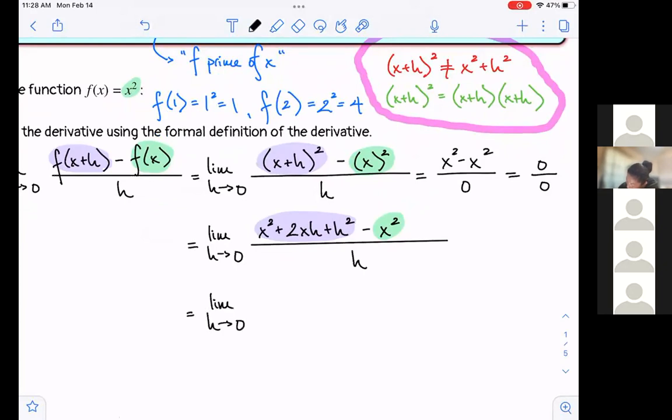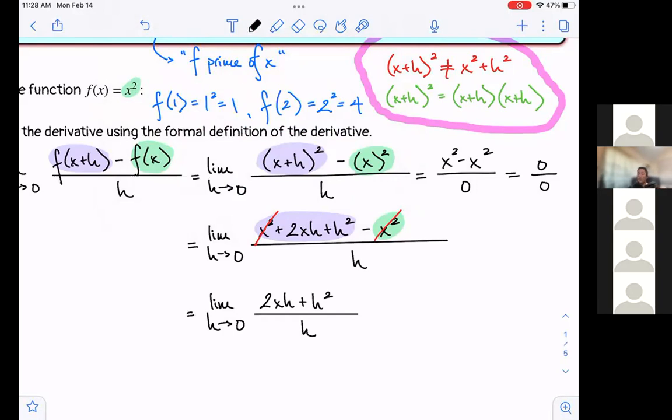Go ahead and clean up that numerator for me. What do we get when we clean up that numerator? Two xh plus h squared. Yeah, those go to 0, right? So we get 2xh plus h squared. All right.